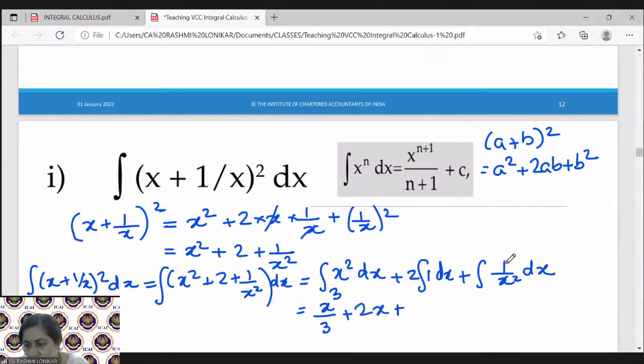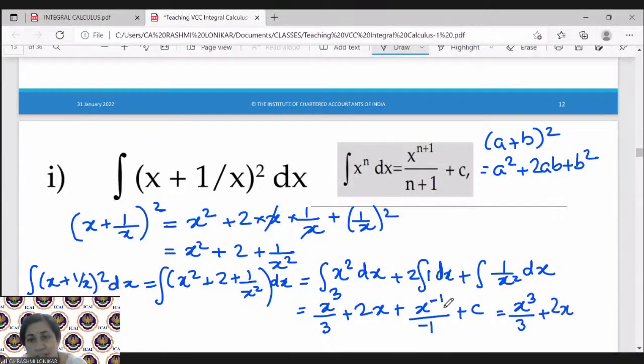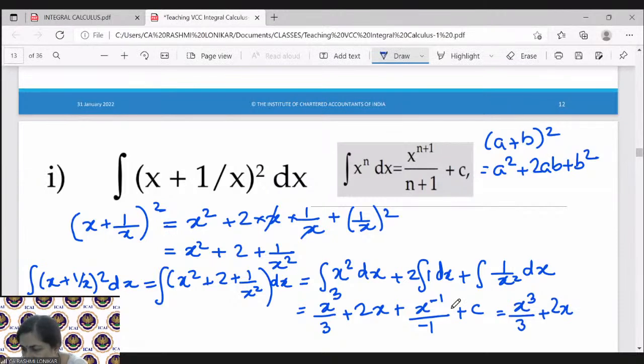And integral of 1 upon x square is equal to what? x raised to minus 2 plus 1. So this becomes x raised to minus 1 upon minus 1 plus c. Okay, so minus 2 plus 1 is minus 1. So this is equal to x cube upon 3 plus 2x. x raised to minus 1 can be written as 1 upon x with the minus sign. So minus 1 upon x plus c. There is a minus sign here.